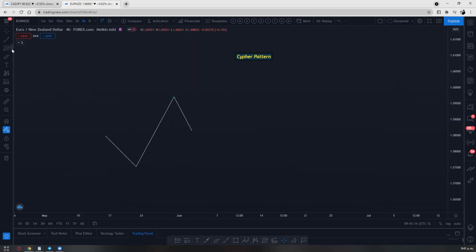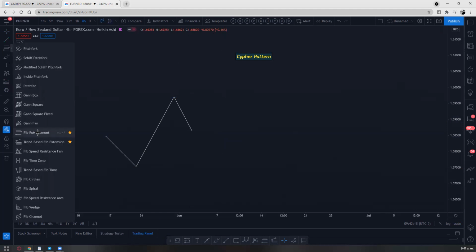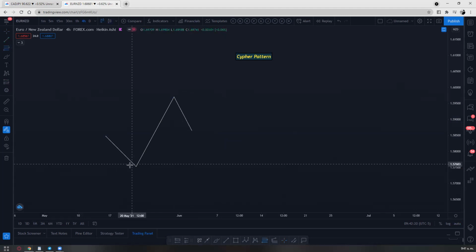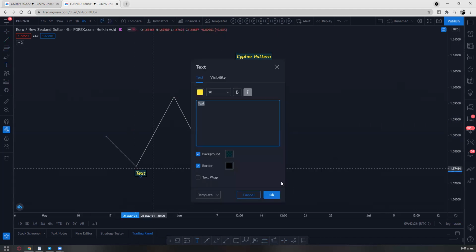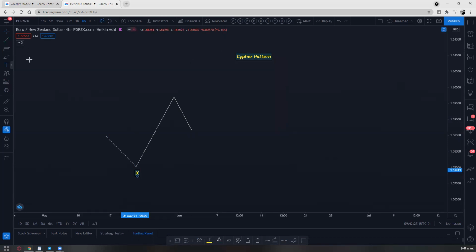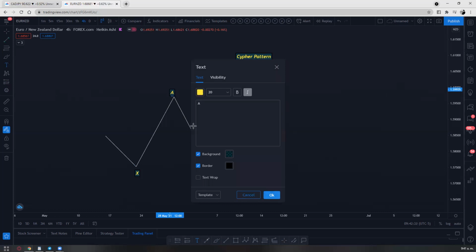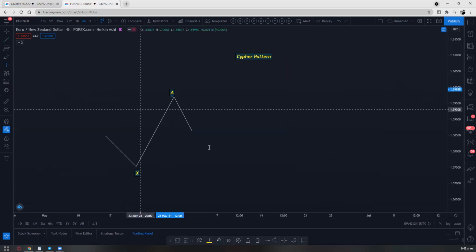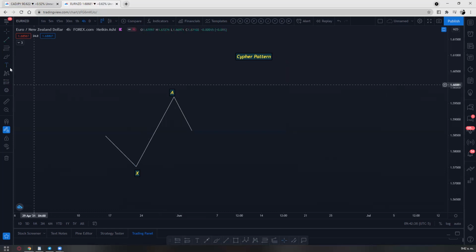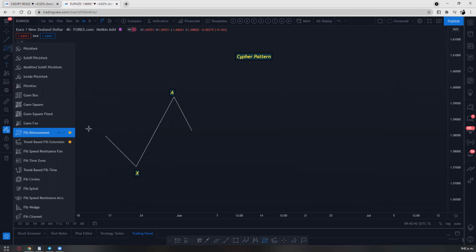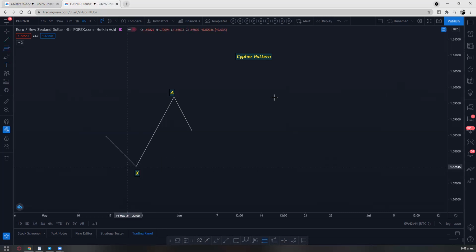So again, we're going to be using the Fibonacci retracement from, let's suppose this is, let me put it here, our X point. This is our A point. And now we're going to be looking for our B point. Let's see how to find the B point. Remember, we use the Fibonacci retracement from X to A.